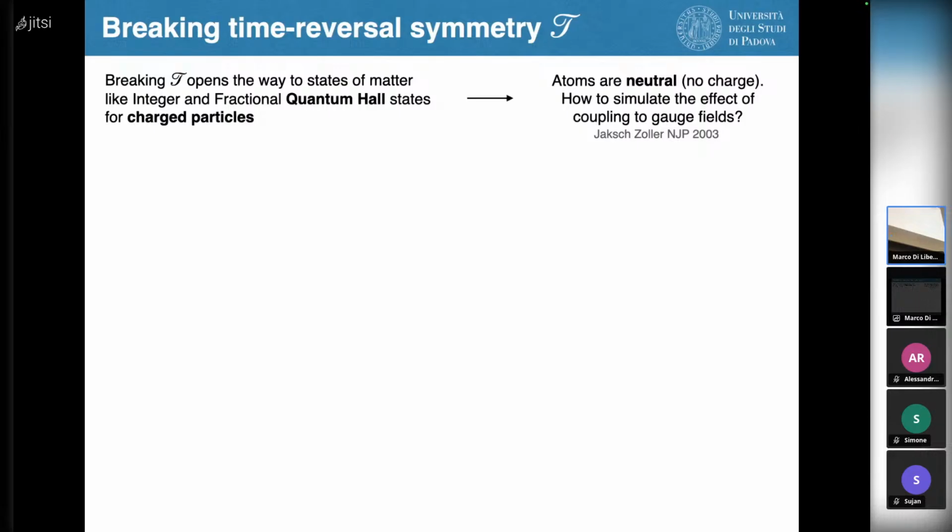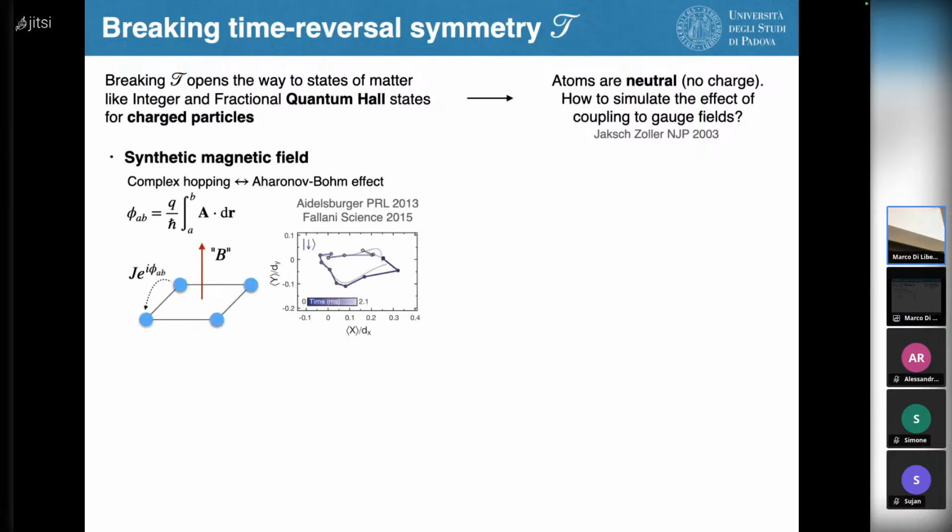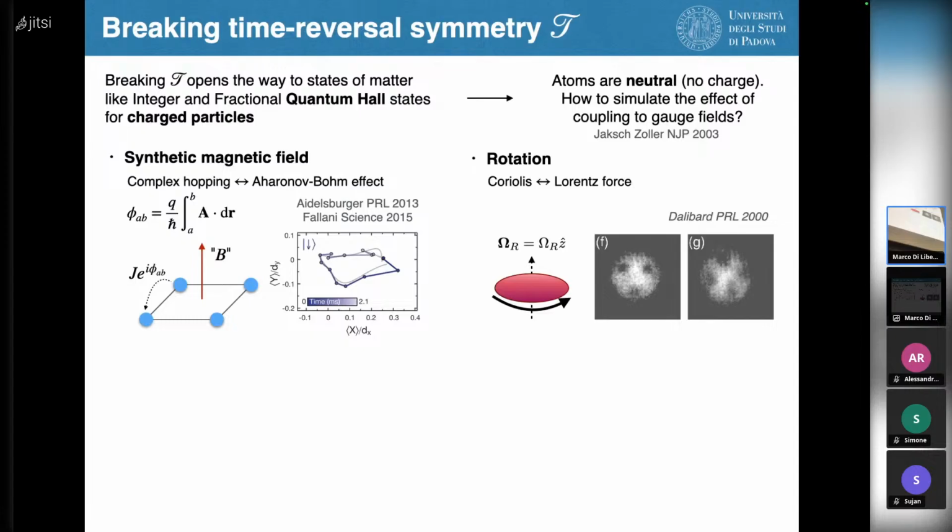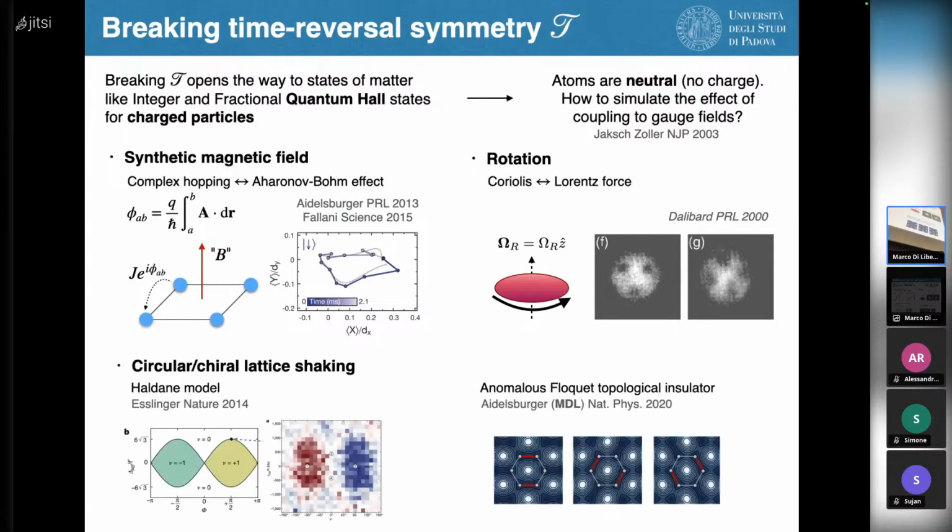what do you do? You have to resort to all the tricks of quantum simulation, quantum engineering, to mimic or reproduce the same effects. For example, you can engineer a synthetic magnetic field, which means a complex hopping such that a total phase, the Aharonov-Bohm phase, is finite, is non-trivial. This was done, for example, for atoms already many years ago. You can even exploit the duality between the Coriolis force and the Lorentz force by putting the atoms in rotation. Or you can rotate your entire system in a circular way, shaking in a circular way, something that allowed to see the topological phases of the Haldane model.